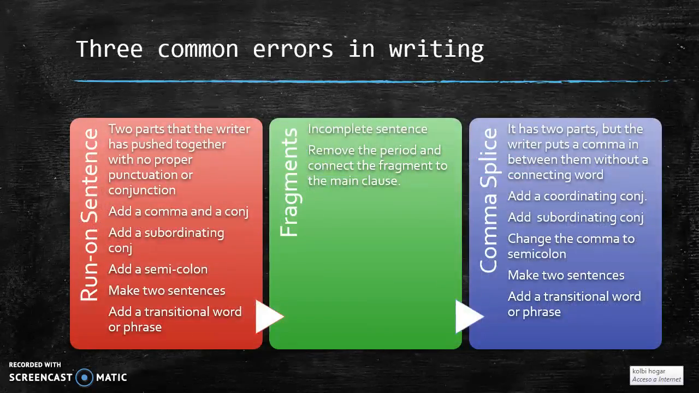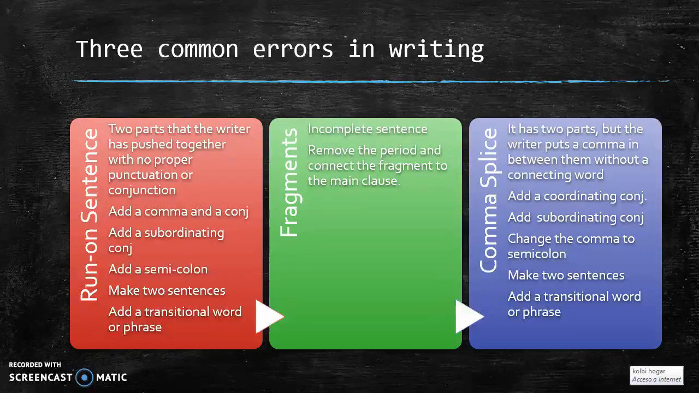When we write, there are mistakes that we normally make, and we have to pay attention to them. Random sentences are 2, 3, 4, or 5 sentences put together and just connected by a comma. How do we correct these sentences? Well, you can add a comma and a conjunction. You can add a subordinating conjunction. You can add a semicolon. You can make two separate sentences, or you can add a transitional word or phrase.